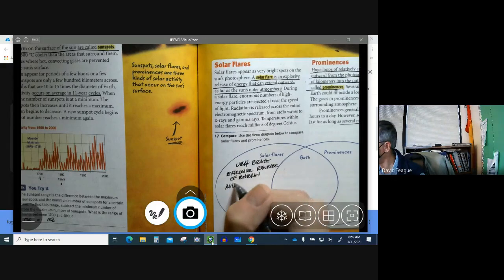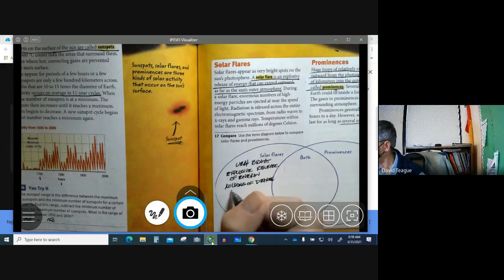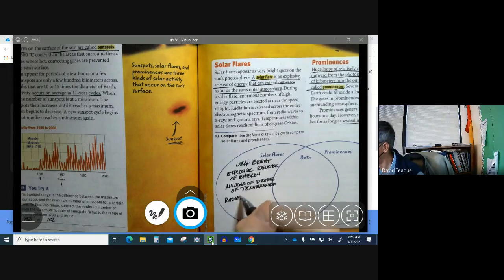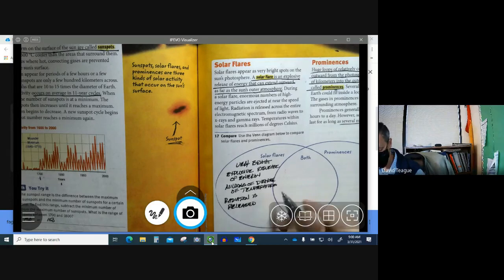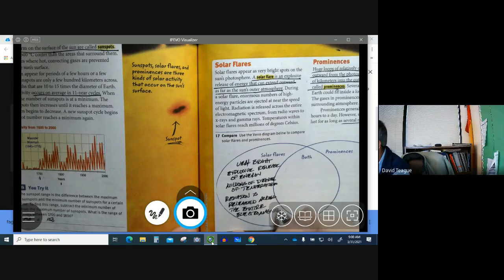Millions of degrees of temperature. And radiation is released across the entire electromagnetic spectrum.